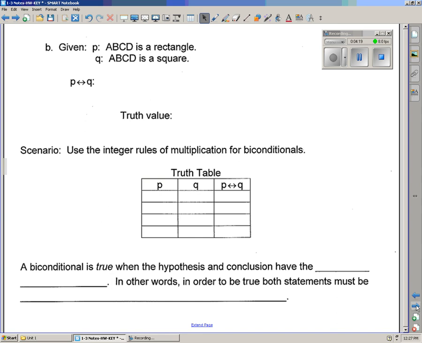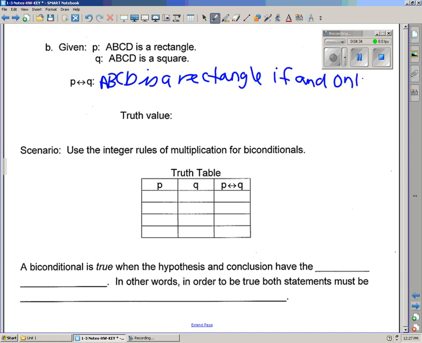ABCD is a rectangle, ABCD is a square. So in words, this is going to say ABCD is a rectangle if and only if ABCD is a square. Well, how are we going to determine that truth value? And that's where we've got to take the conditional and its converse and decide from here.